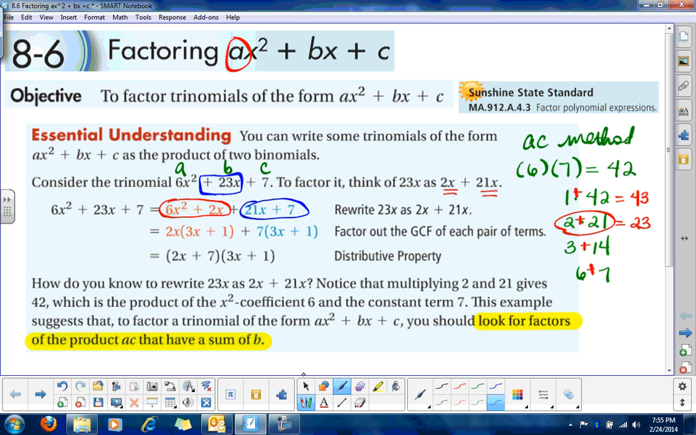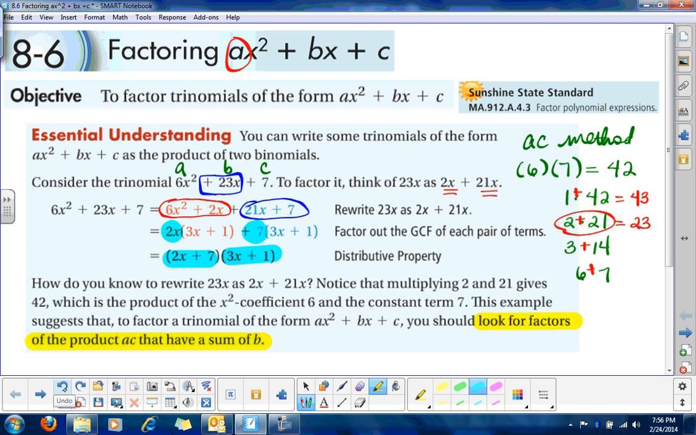And then you'll notice that if you're doing this rewriting correctly, you should end up with two binomials that are exactly the same. Okay, and those binomials will be one of your two binomials, and then all those leftovers there will be your second binomial.